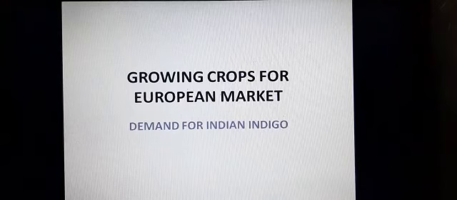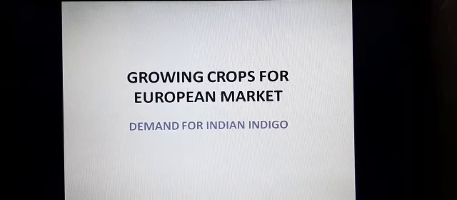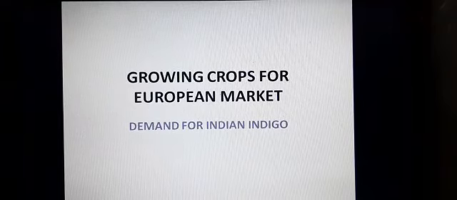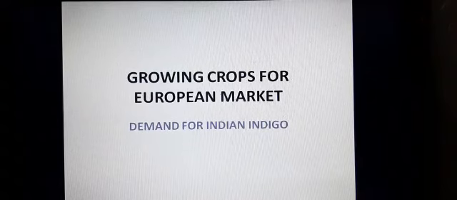This is a long story. Okay students, the indigo plants gave a blue color which was used as a dye to color mill-produced cloth in Europe. During the first decades of the 19th century, India was the largest producer and supplier of indigo in the world. Now, demand for Indian indigo.